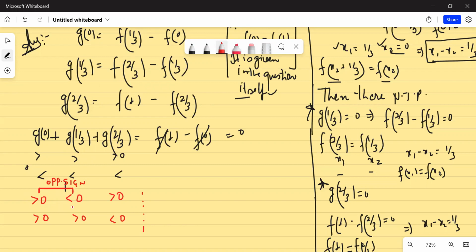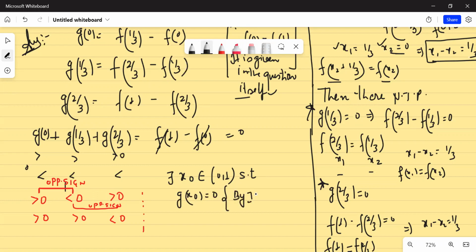Awesome. Can you see that? And here also you can see that it is bearing opposite sign. Awesome. And if they are bearing opposite sign, then there exists at least one x naught belongs to either 0 to 1 by 3, or you can write between 1 by 3 comma 2 by 3, or in other words I can write between 0 comma 1, such that g of x naught is 0, right, by intermediate value property. Is that clear? Yes. Harshit?